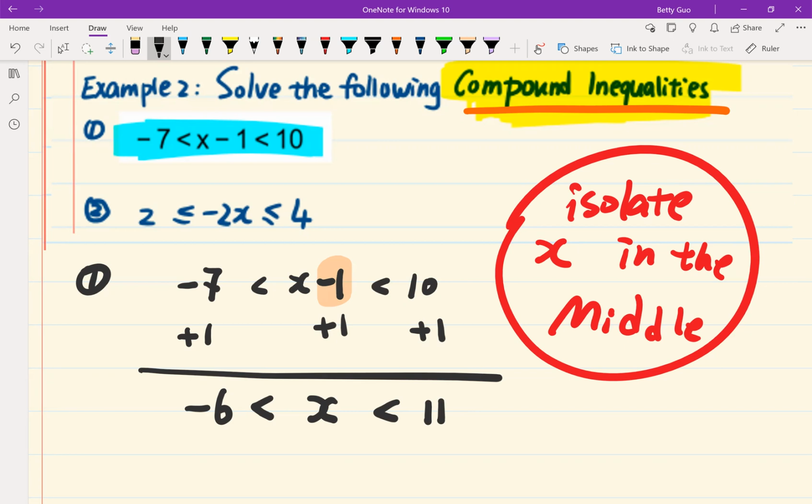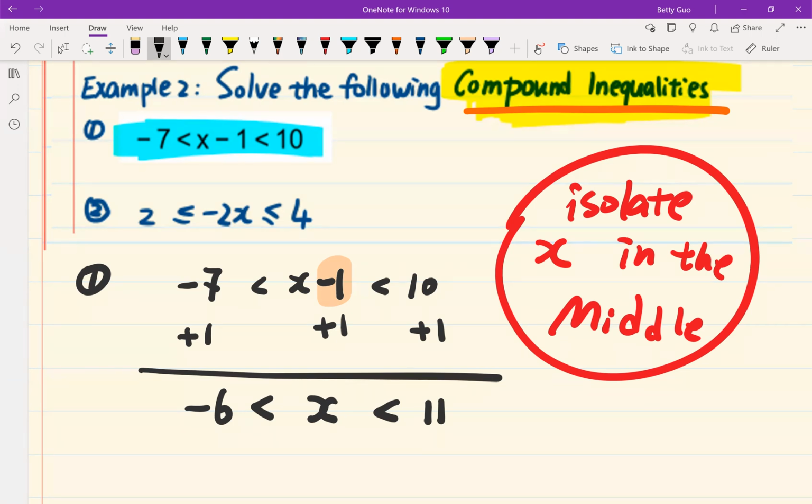Once you have x isolated in the middle, you have the solution set already. Let me interpret the result here. The result tells us this compound inequality has solutions. Those solutions are between -6 and 11. In other words, the solution set of this compound inequality contains all the real numbers bigger than -6 and less than 11. Any real numbers between -6 and 11 are the solutions of the original compound inequality. Am I clear? Does that make sense?